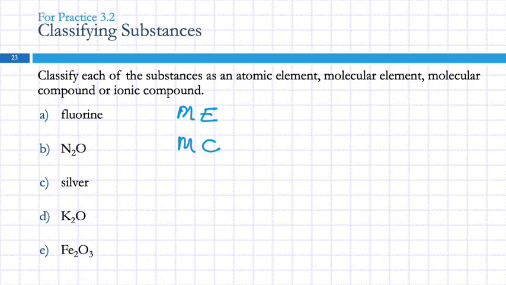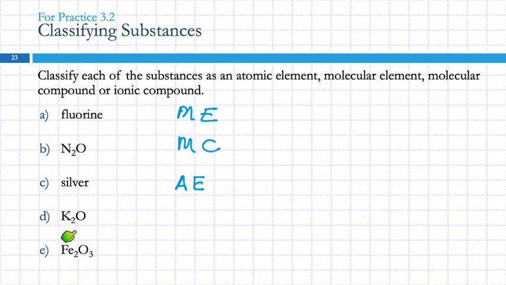Silver. That's going to be an element. It's going to be an atomic element. Single word, silver is on the periodic table, and it's not one of the 7. I would not trick you and say phosphorus and expect you to tell me it's a molecular element. The only ones you're responsible for are the diatomic ones.